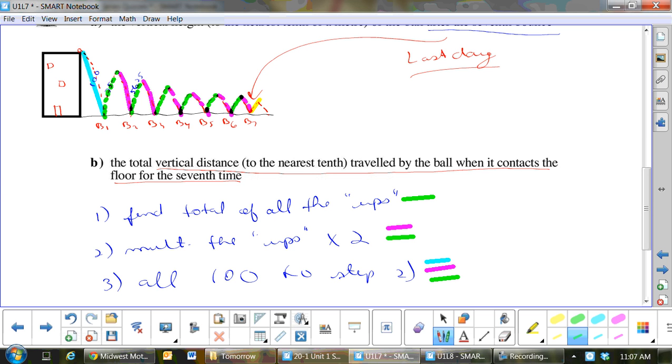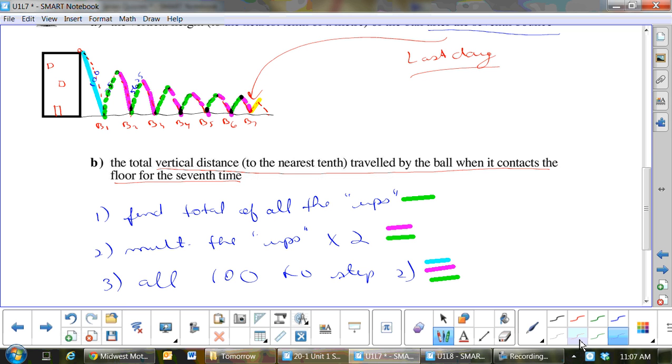It's questions like these that a smart board with different colors is really nice to have. Because now you can see exactly visually what we're going to do. So let's do that. Let's do step 1. We can do it right beside. There's lots of room here. How am I going to get all the ups? What should be my formula to use? The one with n. Yep.